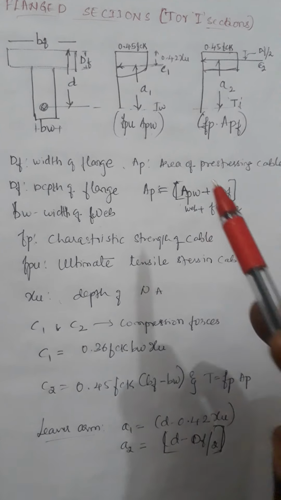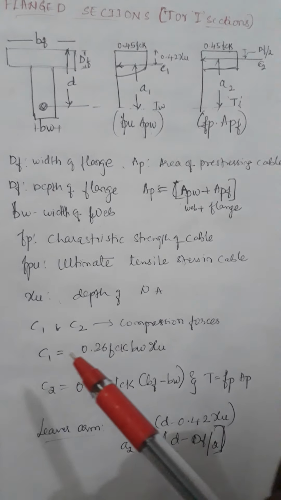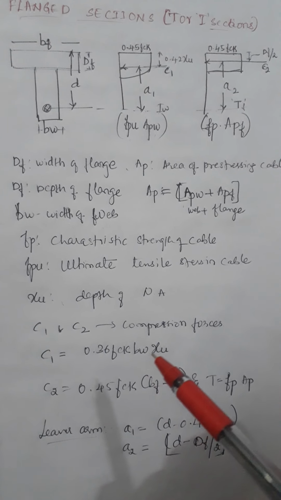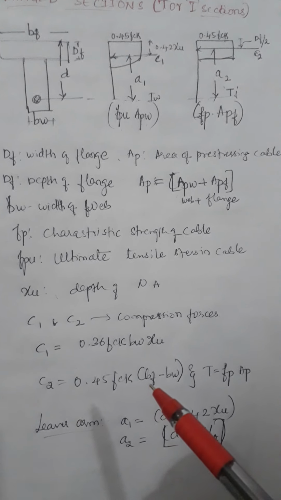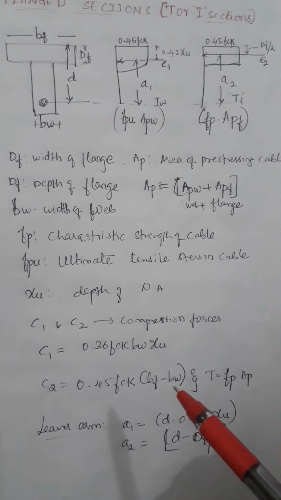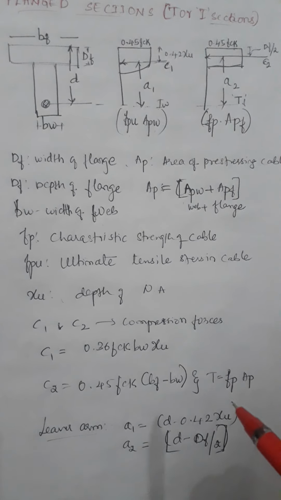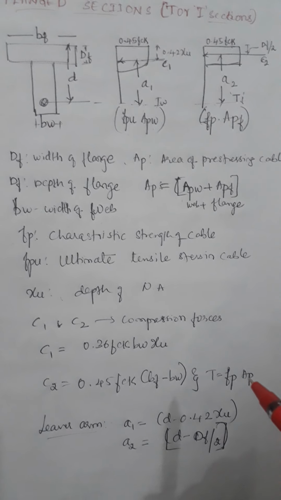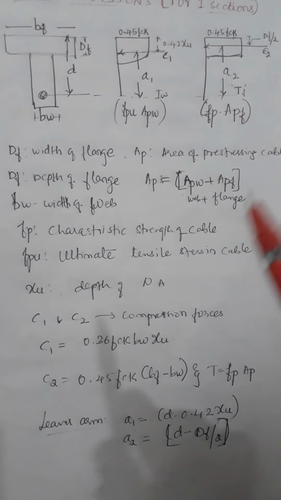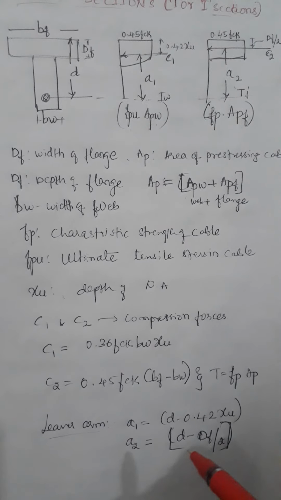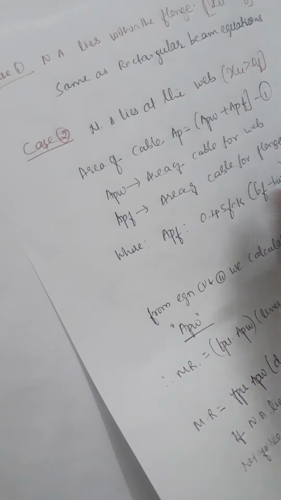So C1 and C2 are the compression forces. C1 is given by 0.36 fck into bw into xu, and C2 is given by 0.45 fck into breadth of the flange minus breadth of the web, and T equals the area of pre-stressing force into Ap. A1 equals d minus 0.42 xu for this figure, and A2 is d minus Df divided by 2 for the second figure.